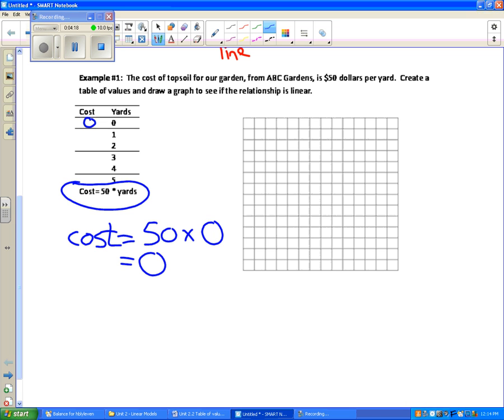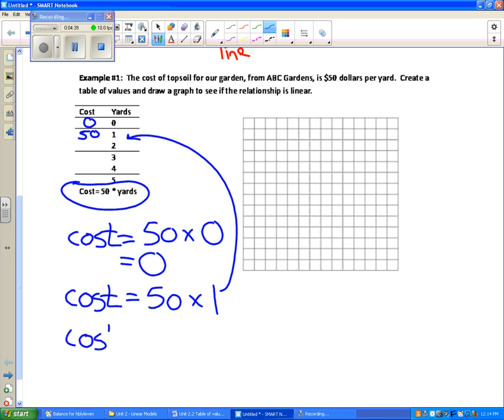So therefore, I don't want to have to spend any money. If I buy 1 yard, still $50 a yard, but I want to times it by 1. And I'm just getting this 1 again from this table of values. 1 times 50 is 50. If we do this again, where cost equals $50 times the yards that I'm buying, in this case I'm buying 2 yards, we're going to have $100 that we have to spend to buy that topsoil.